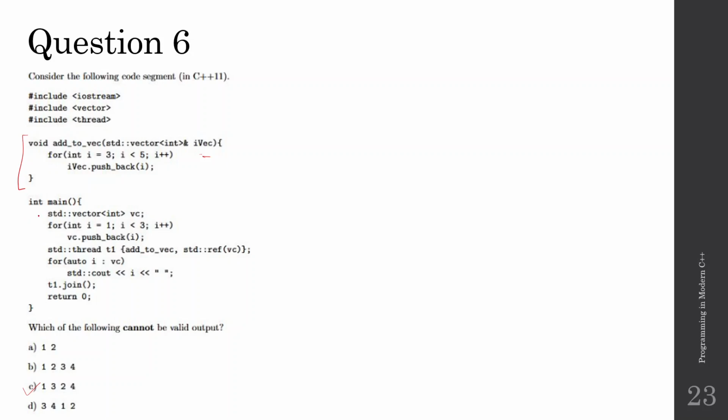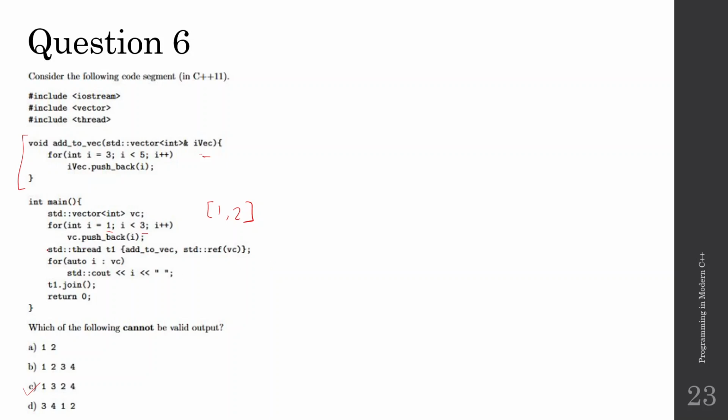And then in the main code we have a vector where we first add the numbers 1 and 2. So we have a loop I equal to 1, I less than 2, so it will add the numbers 1 and 2. Then we are spawning a thread where we are keeping this function, and the input variable is vc, and then we are printing it.